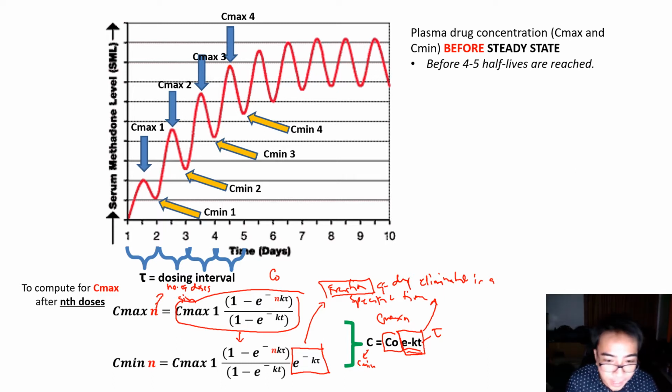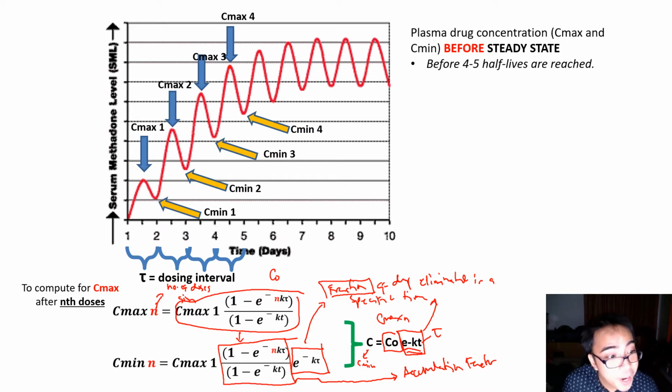Now, you might be wondering, sir, what is this (1 − e^(-nKτ)) / (1 − e^(-Kτ))? That's in the next slide. But class, this one is actually the formula for the accumulation factor. Again, we are giving these medications multiple times, so it's going to accumulate inside the body. Because it's going to accumulate, we need to identify how much of the drug will be accumulating. Hence, we have to consider the accumulation factor. Again, class, the degree of accumulation is not really dependent on the dose. It's dependent on the dosing interval and your half-life.